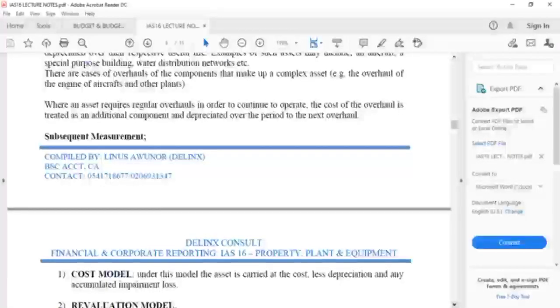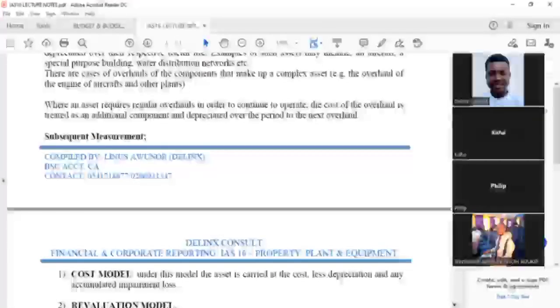But we have what we call the revaluation model. In the revaluation model, what we do is that at the end of every year, we measure the assets at their fair value, at the market value. So we bought the asset at 10,000. At the end of the year, what are people paying for this asset? How much are people paying for this asset in the market? If I want to go and sell this asset now, how much am I going to sell it for?